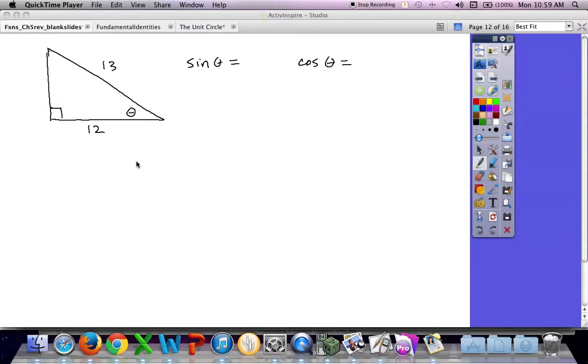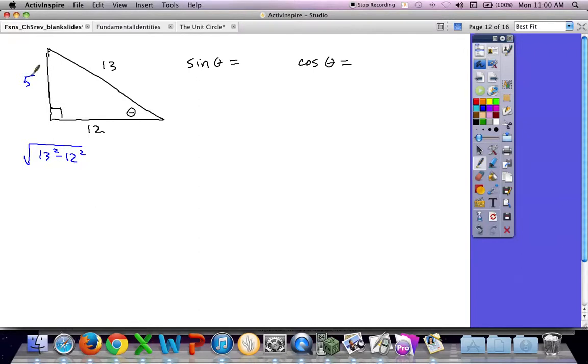So here's a triangle, a right triangle with 2 sides filled in. How do I find the third side? Pythagorean theorem, right? So that is the square root of 13 squared minus 12 squared, which is 5. That's a common Pythagorean triple.